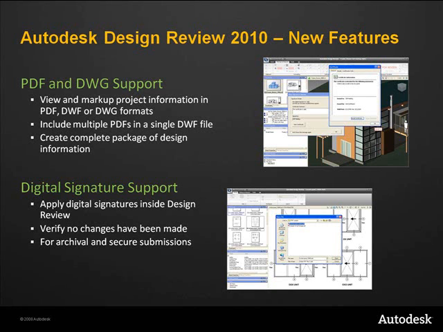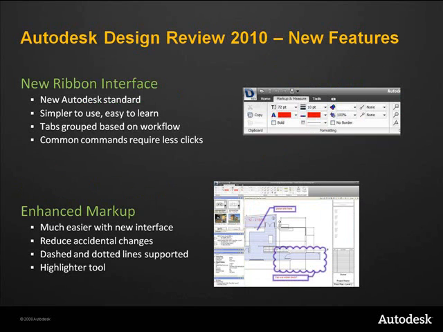There are four main buckets of new features within Autodesk Design Review 2010. First and foremost is PDF and DWG support, which makes it much easier to package design and non-design data into one compressed repository. Next is digital signature support for DWFX files, which was a highly requested feature this year. Also, Design Review has adopted the Autodesk standard user interface, making Design Review even simpler to use. And last but not least, we have included several markup features which I will highlight in this video.